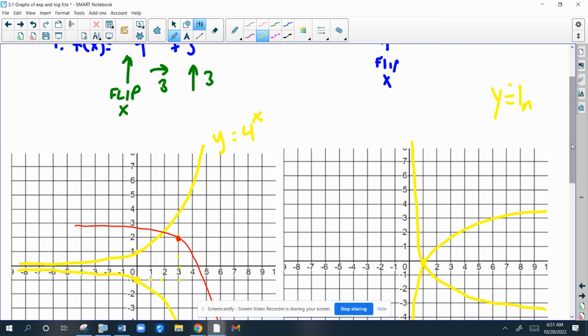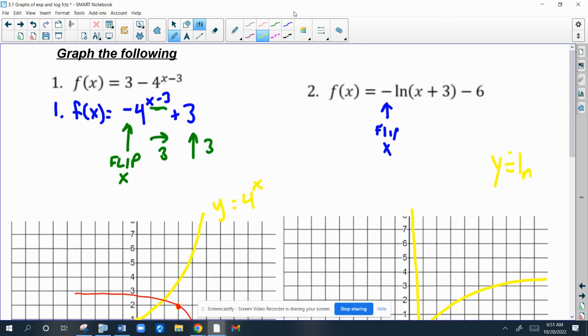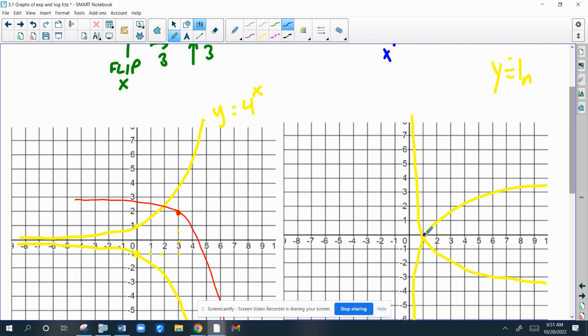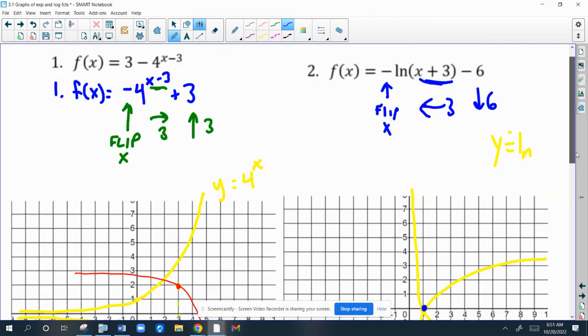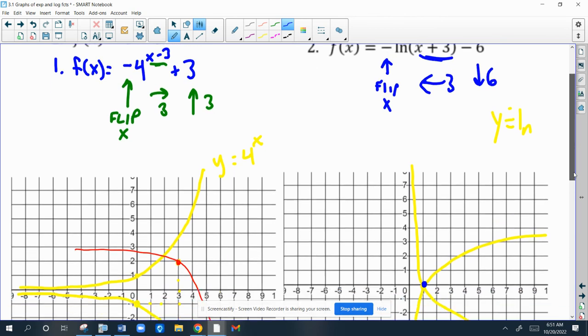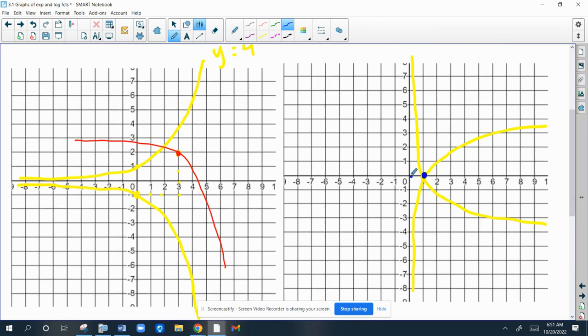So that's the one I'm going to shift. How am I going to shift it? Well, plus 3 on the inside means left 3. And minus 6 on the outside means down 6. So from this point, the (1, 0), I'm going to shift the flipped graph left 3, 1, 2, 3, and down 6. 1, 2, 3, 4, 5, 6. And I'm going to retrace this graph.